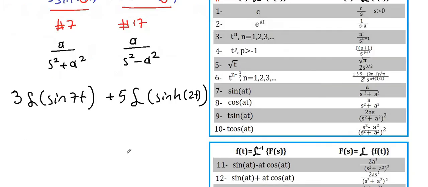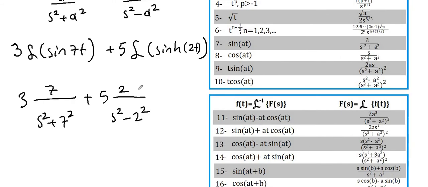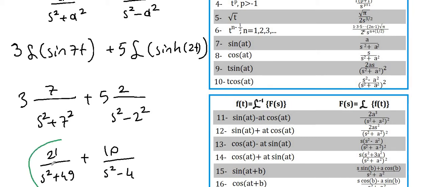Now we can apply the transformation formula. So 3 times 7 over s squared plus 7 squared, plus 5 times 2 over s squared minus 2 squared. Now we can simplify. 3 times 7 is 21 over s squared plus 49, plus 10 over s squared minus 4. So this is the answer.